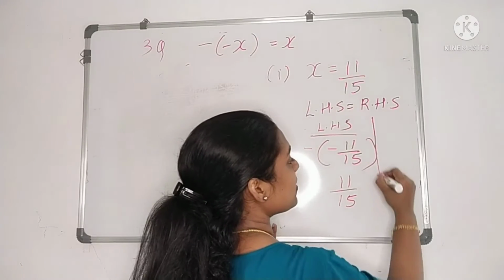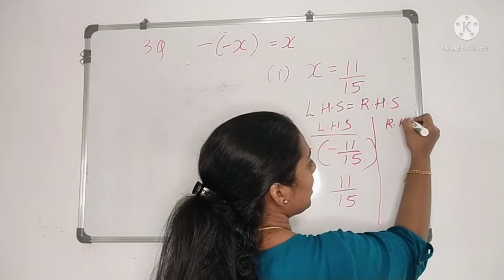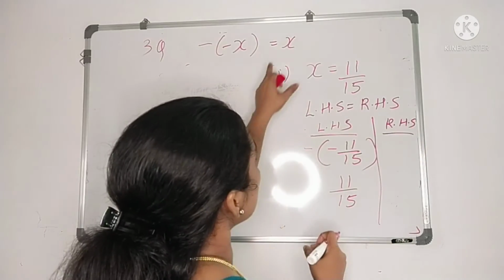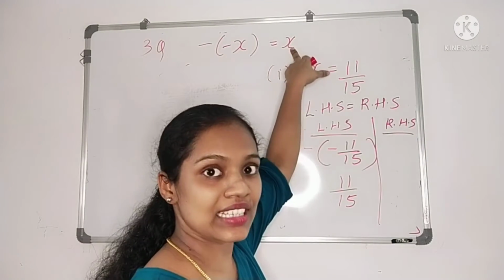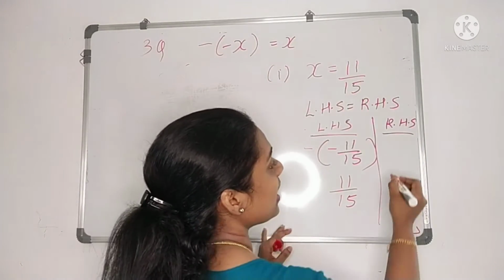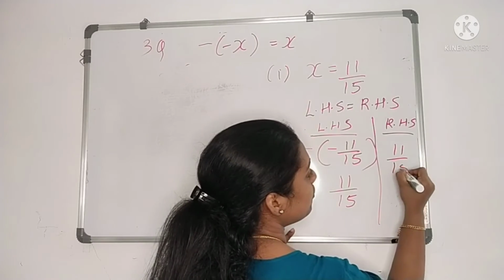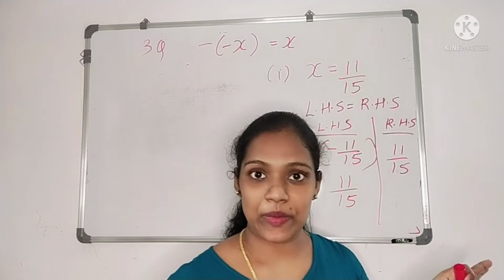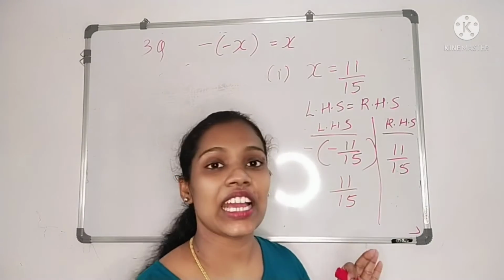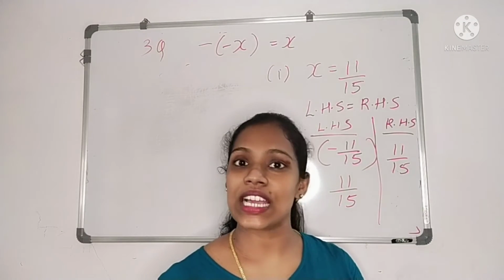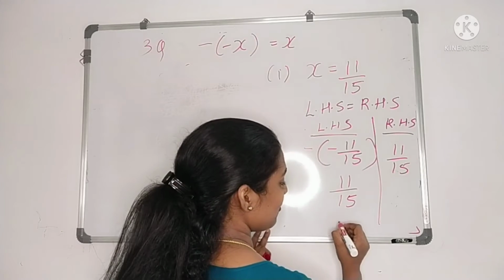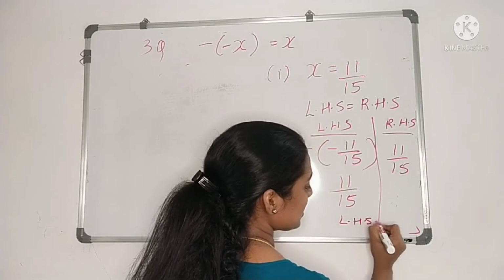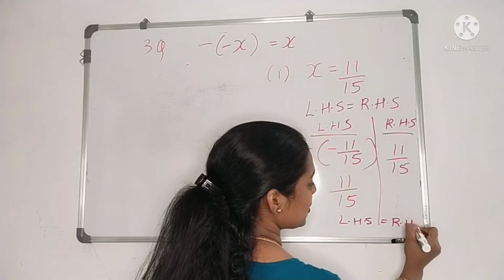Then what is our RHS part? Let's take RHS. RHS means it should be equal to x, right? So what is our x here? 11 by 15. So in the RHS part I have got 11 by 15 and in the LHS part I have got 11 by 15. So both sides are equal, right? So I can say finally, LHS is equal to RHS.